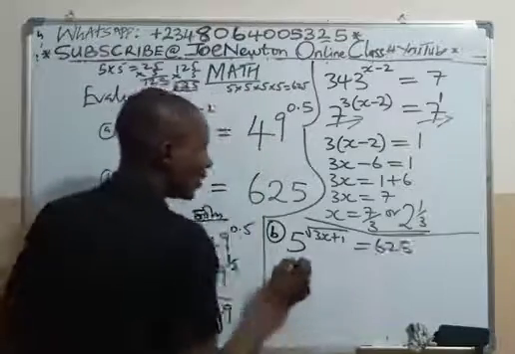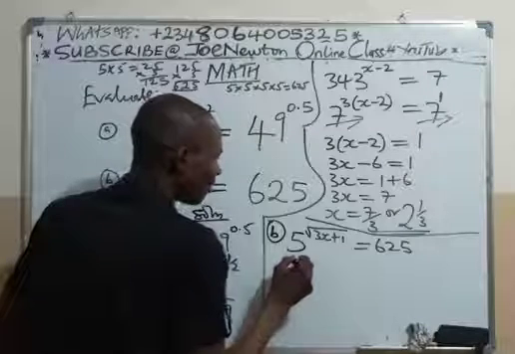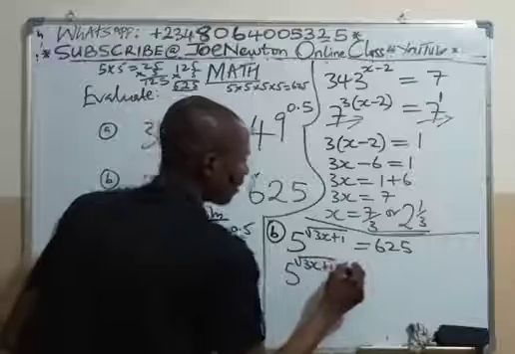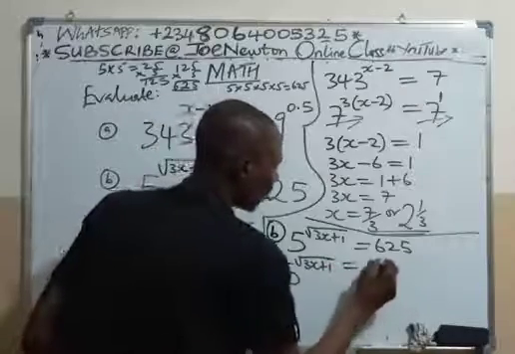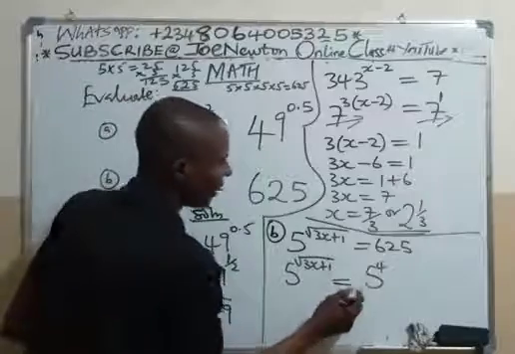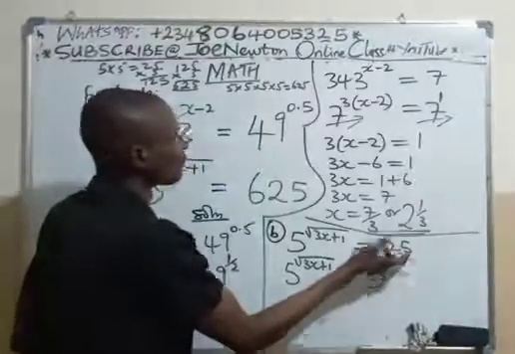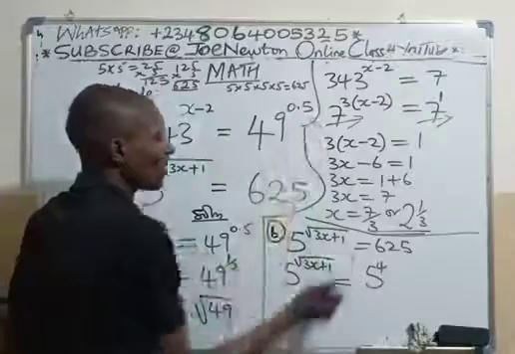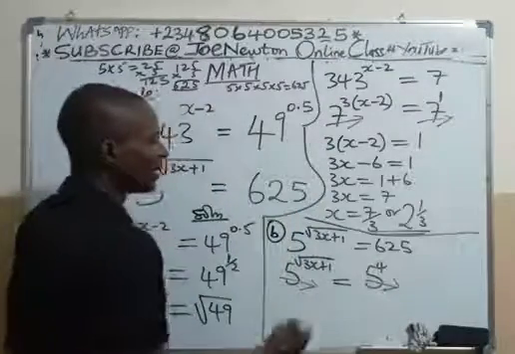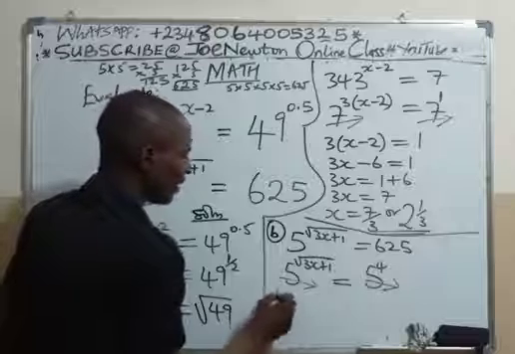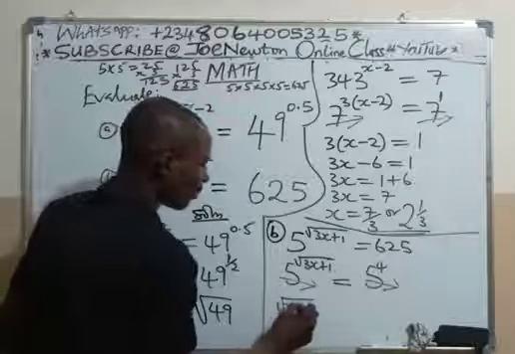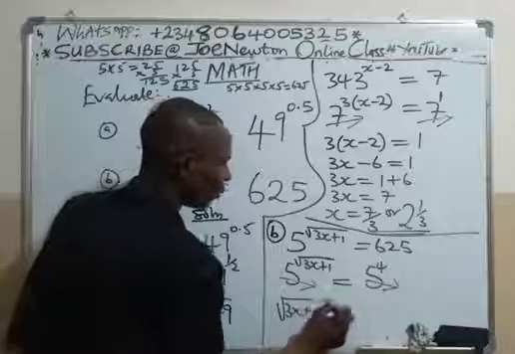So breaking this further, I will now have that 5 raised to the power of square root of 3x plus 1 is equal to 5 raised to the power of 4, because 5 raised to the power of 4 gives me 625 from my analysis here. Then you can see that the base is against this base. So I'm left with this. Therefore, the square root of 3x plus 1 is equal to what?